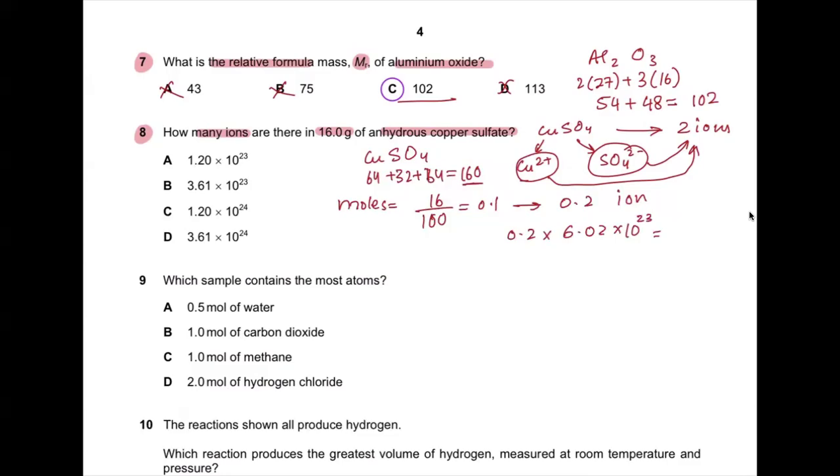1.204 into 10 raised to the power 23. So it is going to be A. It means B, C, and D go wrong and A is the correct answer. I hope it's clear to all of you.